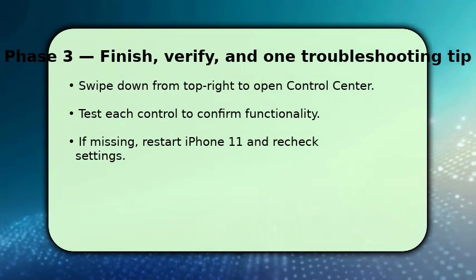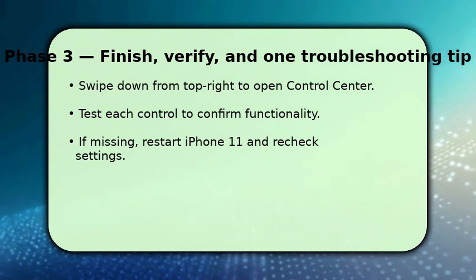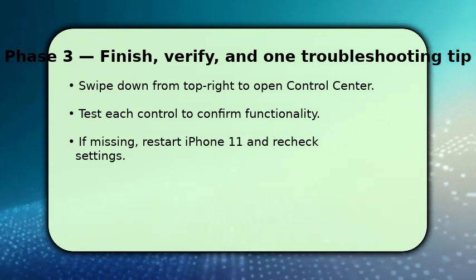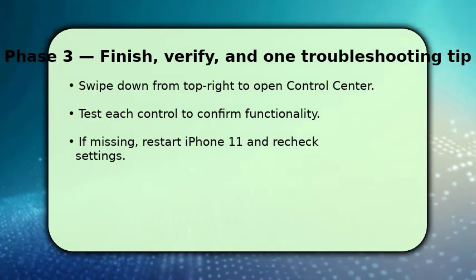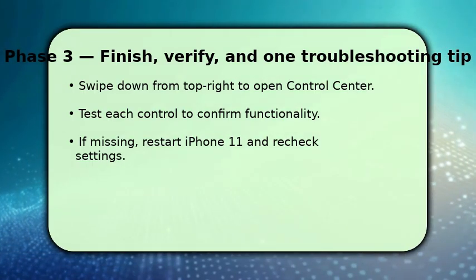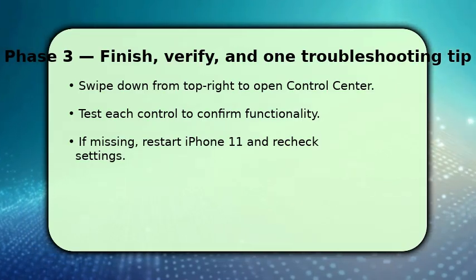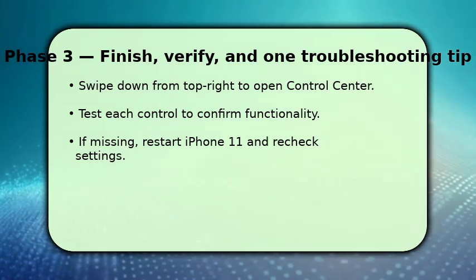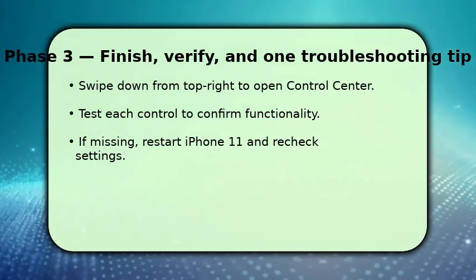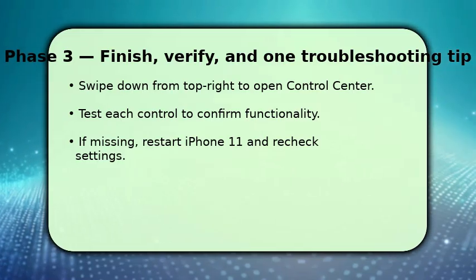Tap each control to ensure it works. If something behaves oddly, make sure the corresponding feature isn't restricted in Screen Time or disabled in Settings. If a control still won't appear, restart your iPhone 11. A quick reboot often fixes temporary UI glitches. If problems persist after restarting, revisit Customize Controls and re-add the missing item.